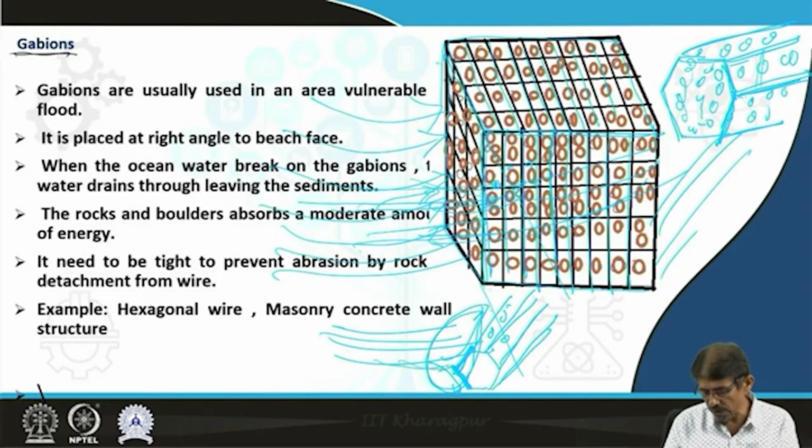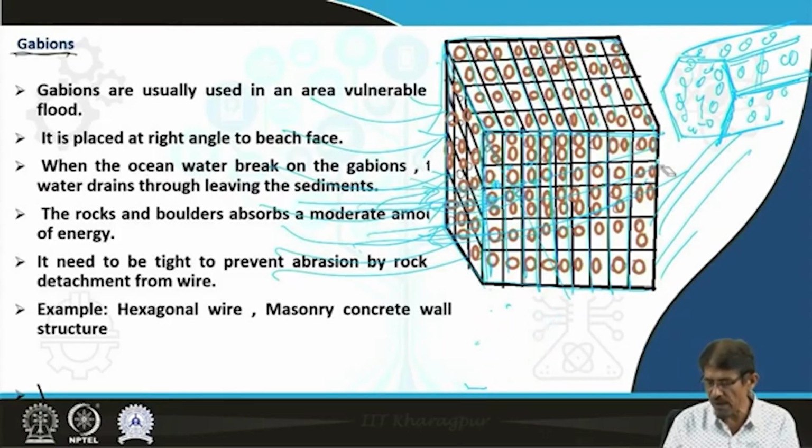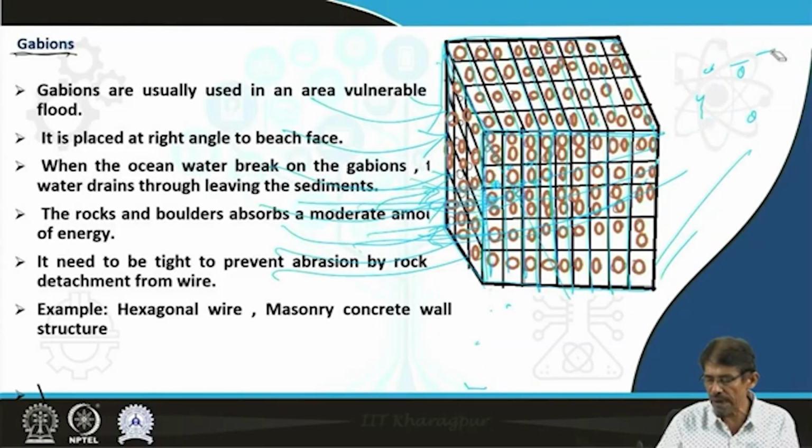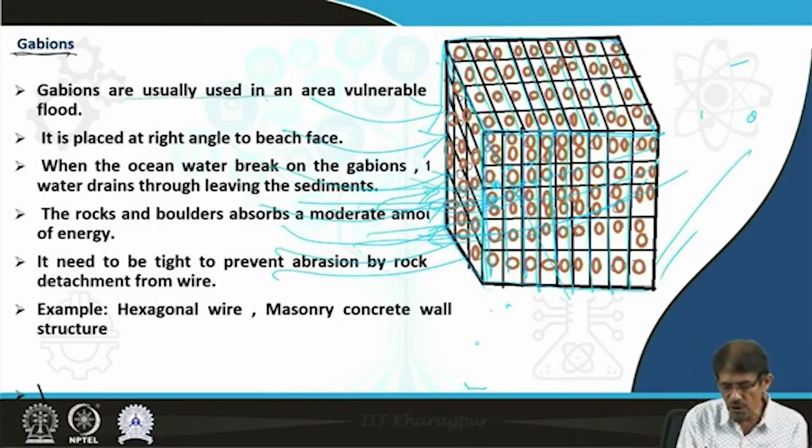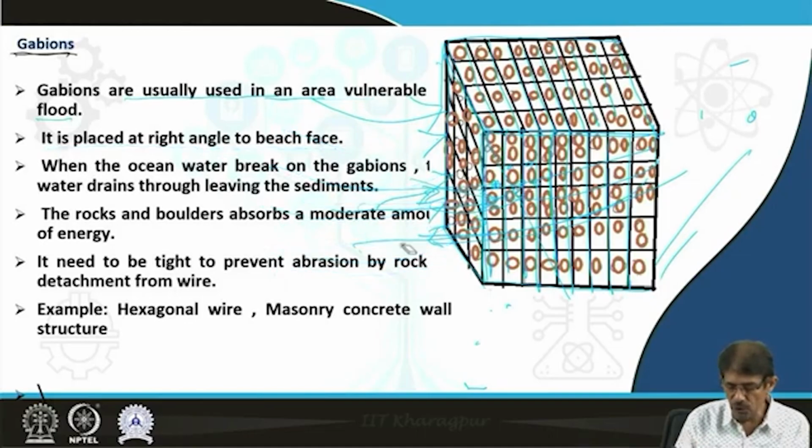When the waves interact with this corner zone of the hexagon, the hexagonal sectional framework of the gabions is found most suitable to divert or divide the energy of the waves, divert the wave direction, as well as absorb the energy of waves and prevent the movement of sediments from this coastal zone towards the offshore zone. Gabions are usually used in areas vulnerable to flood, and are even utilized for landslide protection. Very simple structure. It is placed at right angles to the beach face.